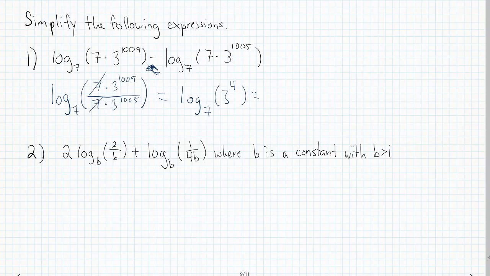And so this becomes, well, 3 to the 4th is just 81, so this is log base 7 of 81. So that's one format for simplifying the following expression. If you wanted to, you could even do log base 7 of 81. Another way we could write this is log of 81 over log of 7, right? And the reason why we can say that is change of base formula.